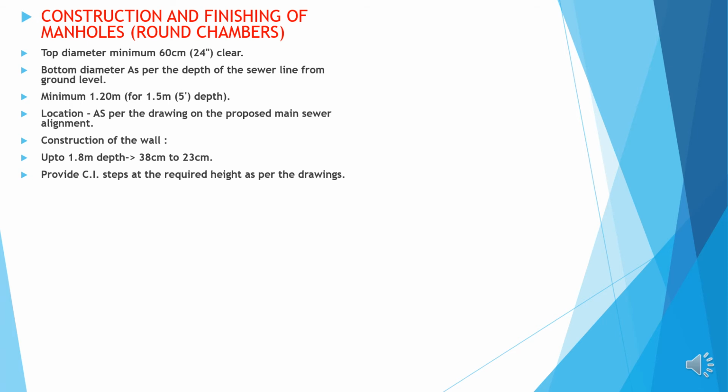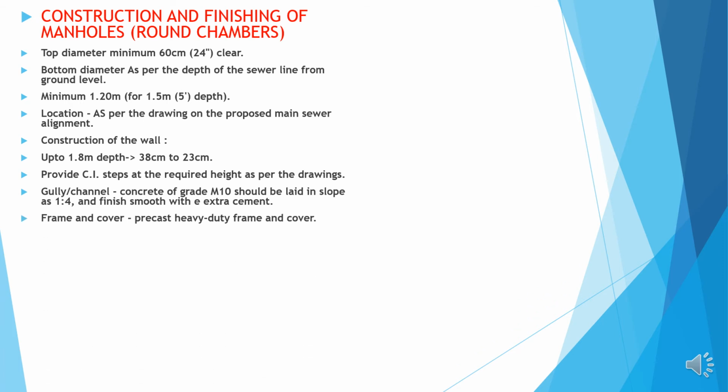Provide CI steps at the required level for going down and inspecting the same. Gully channel: there, concreting grade M10 should be laid into slope. Frame and cover precast MS CI with a heavy duty frame and cover. Frame to be fixed in a 15 centimeter thick concreting.